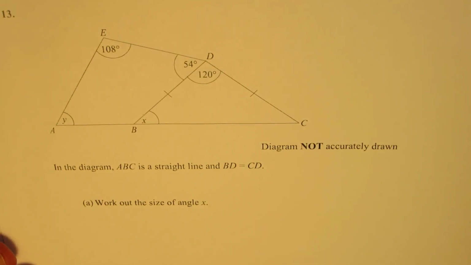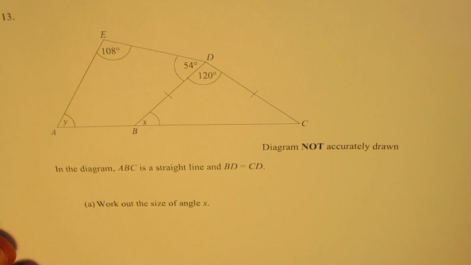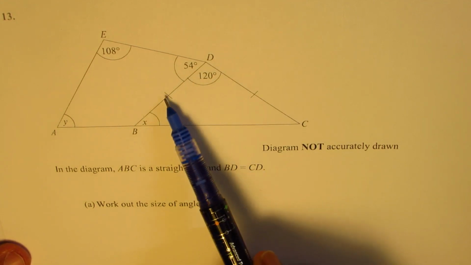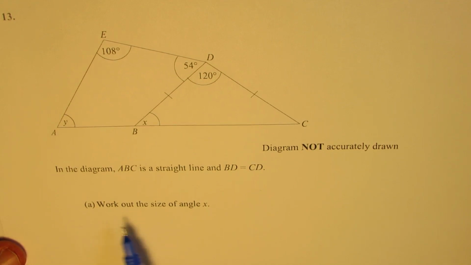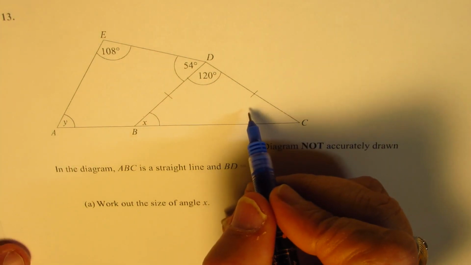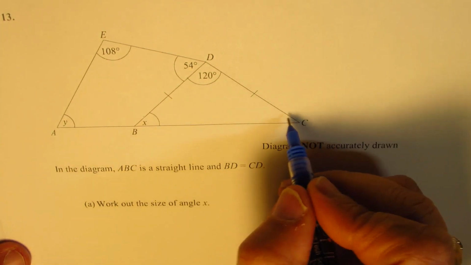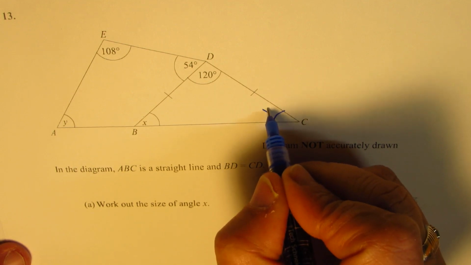So now we are given a combination of triangle and quadrilateral. Perfect. The question is, in the diagram, ABC is a straight line and BD equals DC. So that is marked for you, BD equals DC. Work out the sizes for x and y. So these two we need to figure out. Now that is an isosceles triangle. So if this is x, the other base angle should also be x.